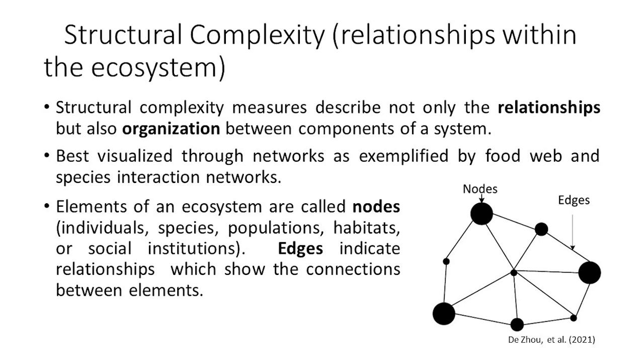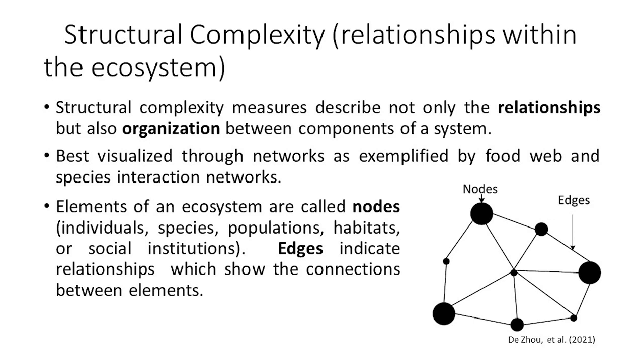Now we go to structural complexity, and this has to do with the relationships within the ecosystem, meaning to say relationships among the components of the ecosystem. So structural complexity measures describe not only the relationships but also the organization between components of a system. This is best visualized through networks as exemplified by food web and species interaction networks.